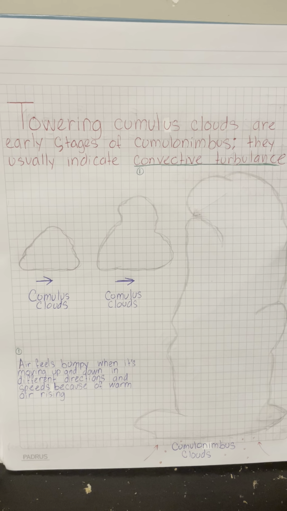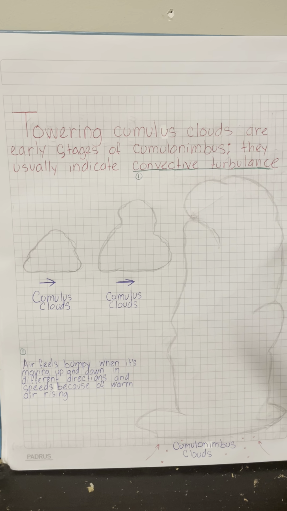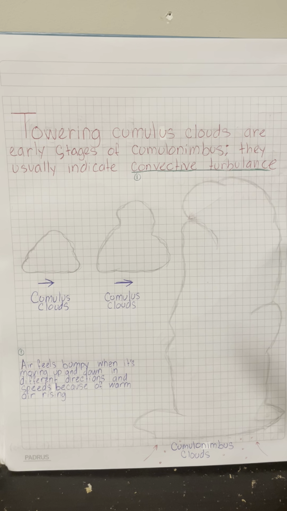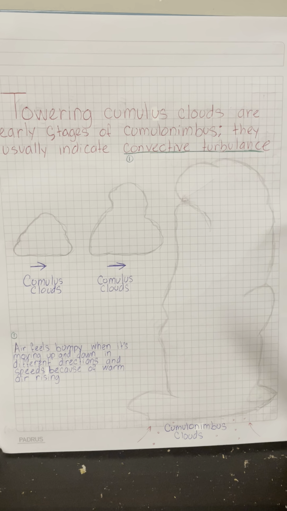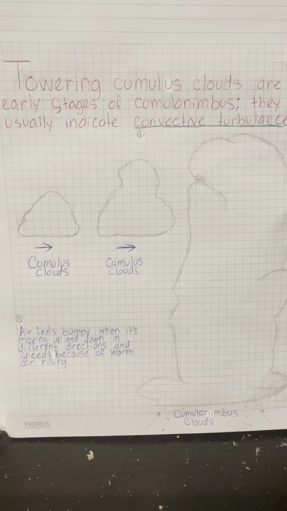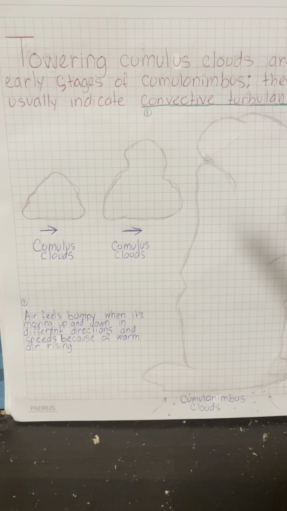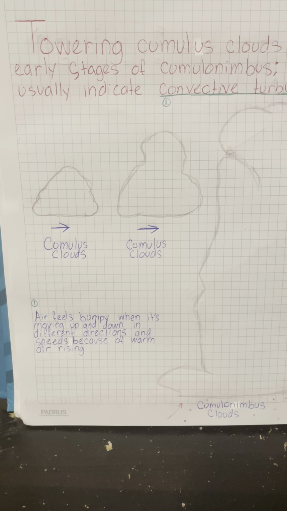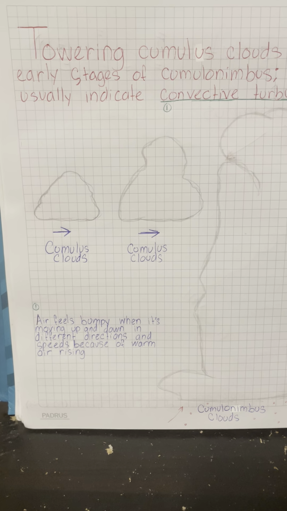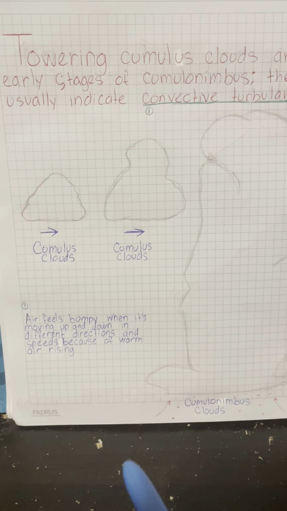Let's go back to the definition again. Towering cumulus clouds are early stages of cumulonimbus. They usually indicate convective turbulence. So what is convective turbulence? Convective turbulence is when air feels bumpy, and I wrote it right here. Air feels bumpy when it's moving up and down in different directions and speeds because of warm air rising.